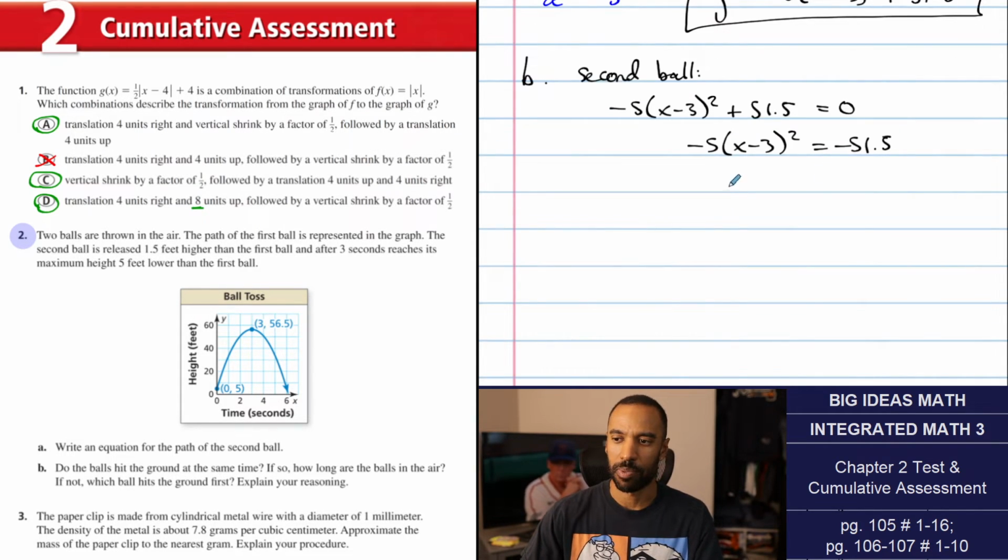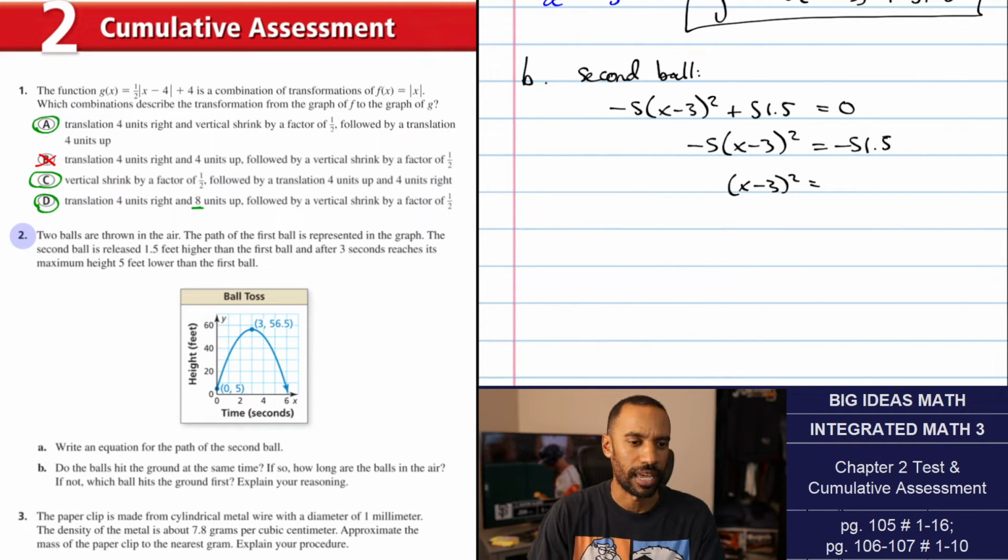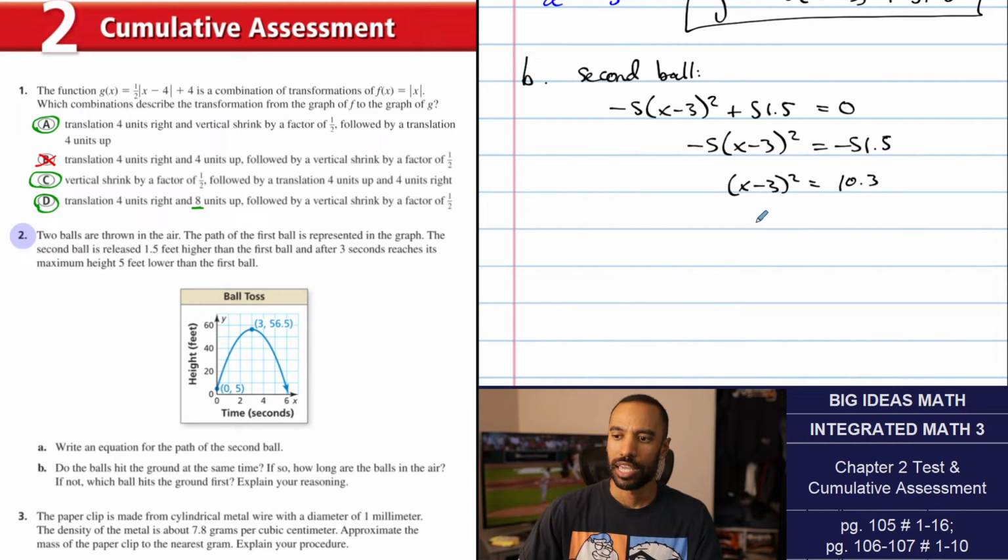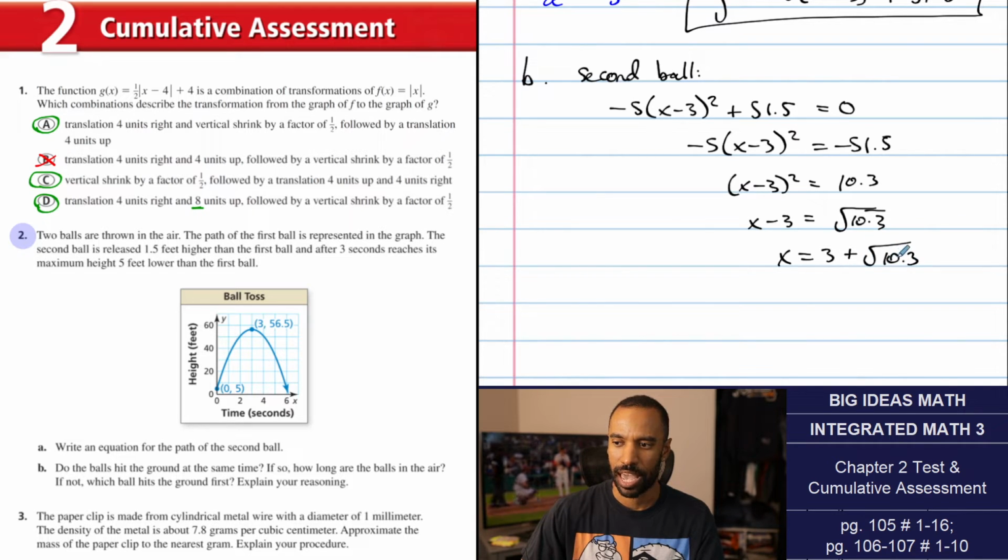I'm going to divide both sides by 5. Now this should be some exact number here, or by -5.51, it'll be a decimal, but 10.3. It's actually a cleaner decimal than I thought. Take the square root. Normally we'd say plus or minus the square root, but here we're concerned about the positive one, and add 3. So x equals 3 plus, I was about to write plus or minus, 10.3.